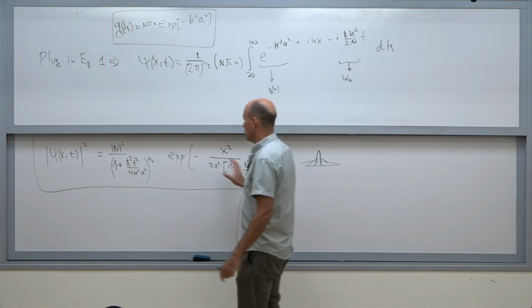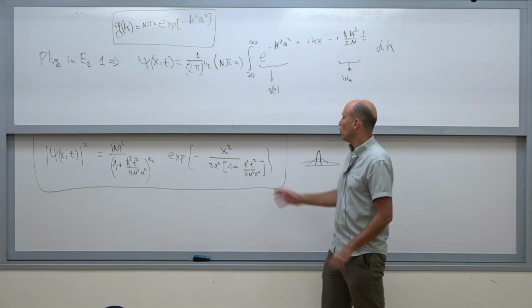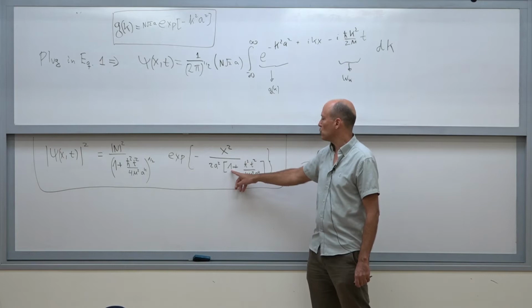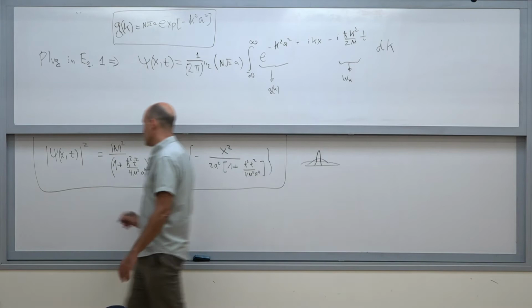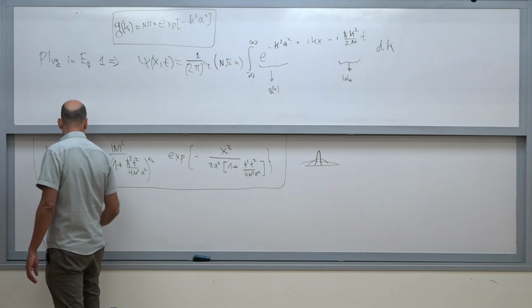So first of all, you see that the width is controlled by this number. This is dimensionless because I put it here, there's 1. This guy has to be dimensionless. It cannot have units. And let us check what are the units of h squared, t squared, m squared, a to the 4.